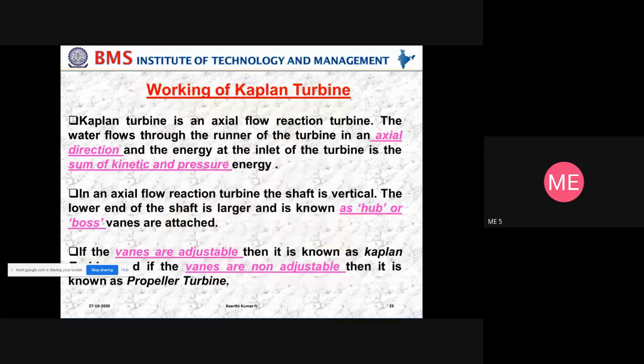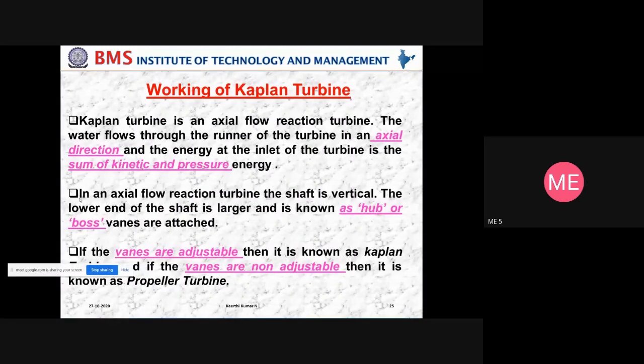Next, how does it work? See, the Kaplan turbine is an axial flow reaction turbine. The water flows through the runner of the turbine in the axial direction, and the energy at the inlet of the turbine is the sum of kinetic and pressure energy. As it comes under the reaction turbine, the energy available at the inlet is the addition of kinetic and pressure energy. That you already know; I told you that before.